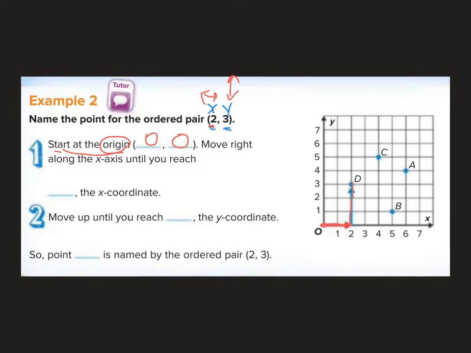That's the origin, because we haven't moved anywhere. We're at 0. Move right along the x-axis until you reach 2, which is the x-coordinate. Move up until you reach 3, the y-coordinate. So point D, this one right here, is named by the ordered pair 2, 3. First we always start at the origin, move left and right, and then we move up and down with our second coordinate. So let's try another one.